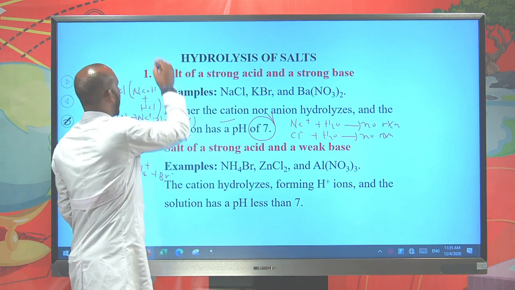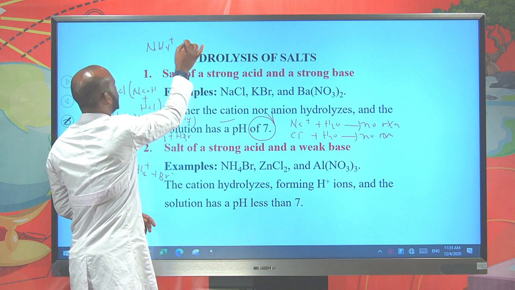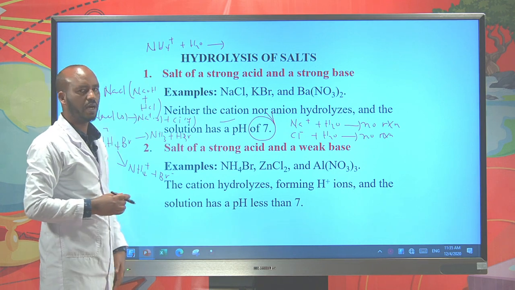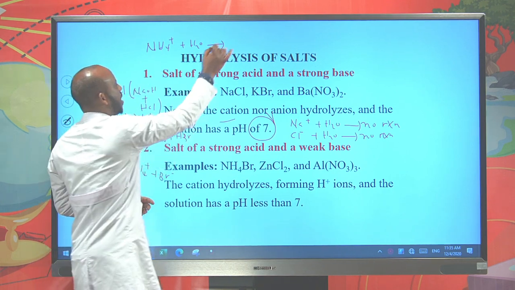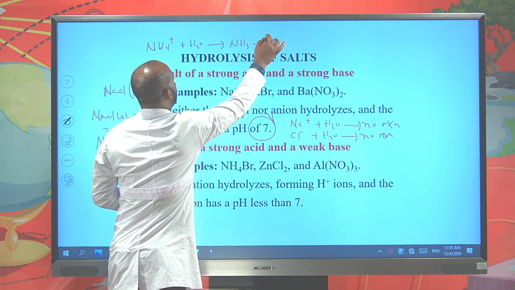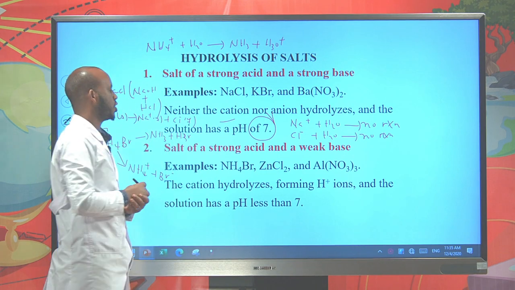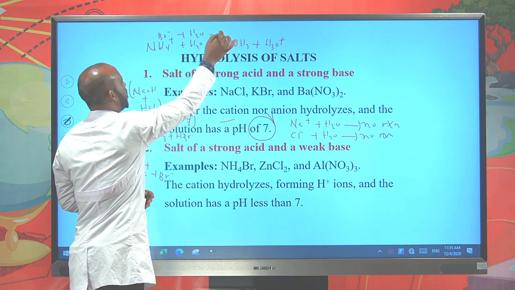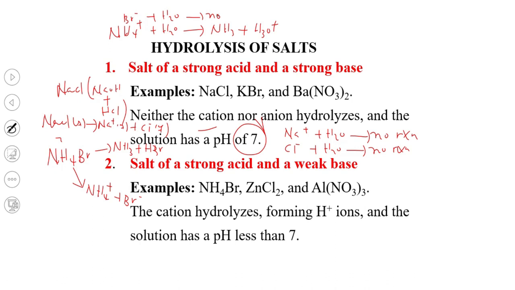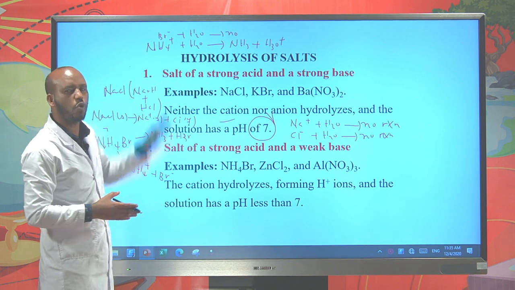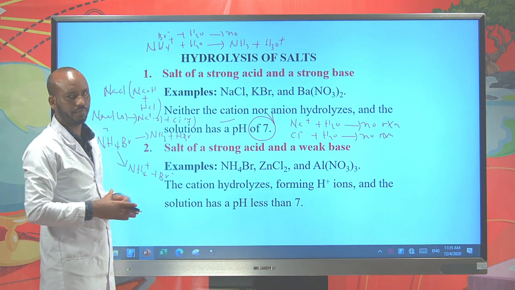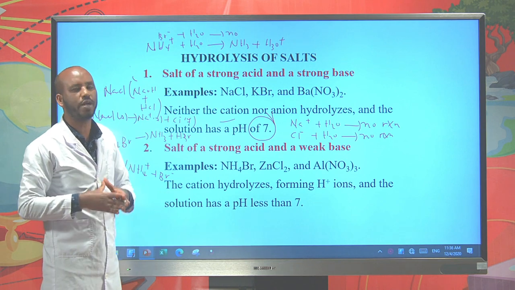Therefore, NH4 plus plus water, H2O liquid. Now, this is an acid. Acids are proton donors. It gives ammonia, NH3, and hydronium ion, H3O plus. Br minus plus water: no reaction, because Br minus has no affinity for H plus. It's the conjugate base of a strong acid, hydrobromic acid. If an acid is strong, its conjugate base is weak, with no tendency to accept a proton from water.